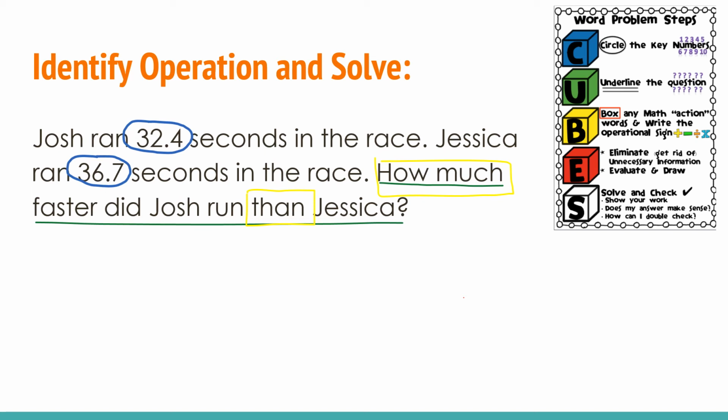We want to know how much faster he ran. So I'm going to subtract 36.7 minus 32.4, and I get 4.3. 4.3 seconds would be how much faster Josh is running than Jessica.